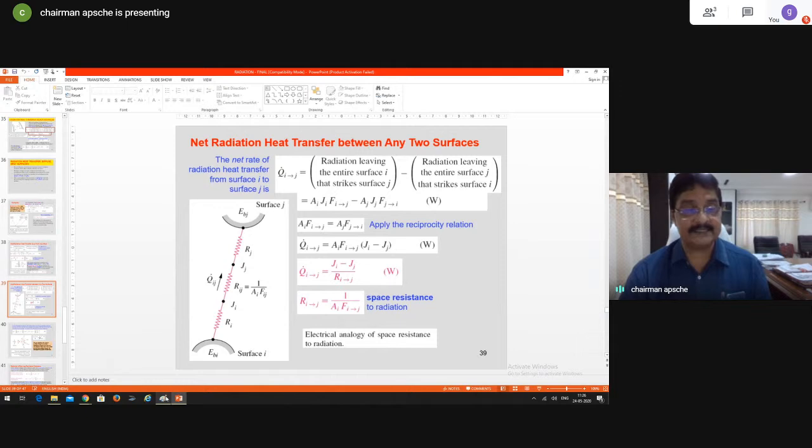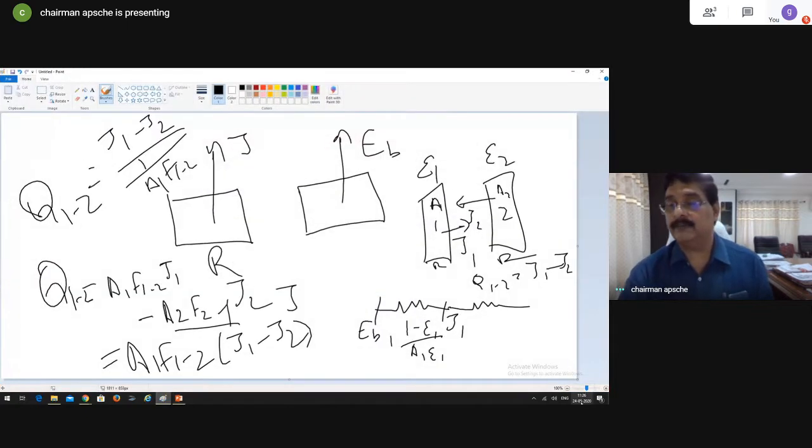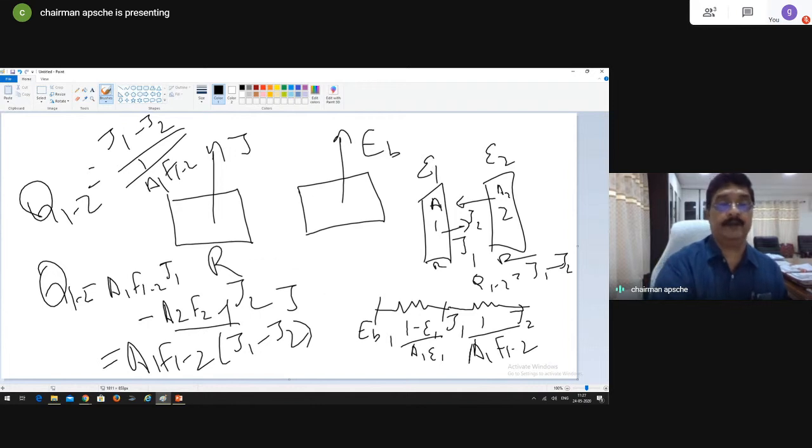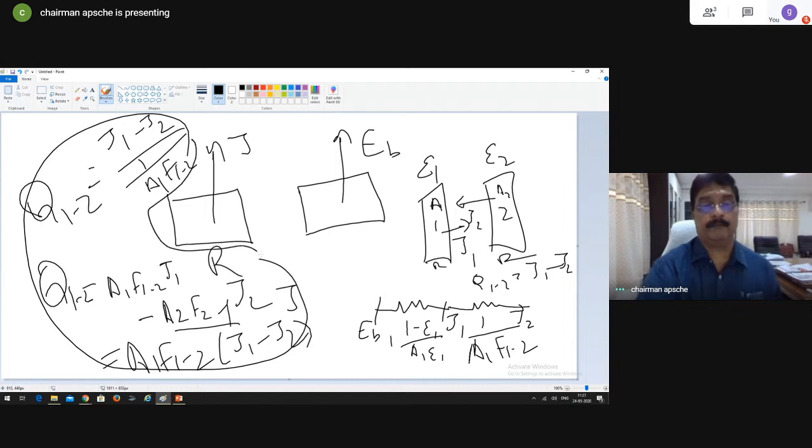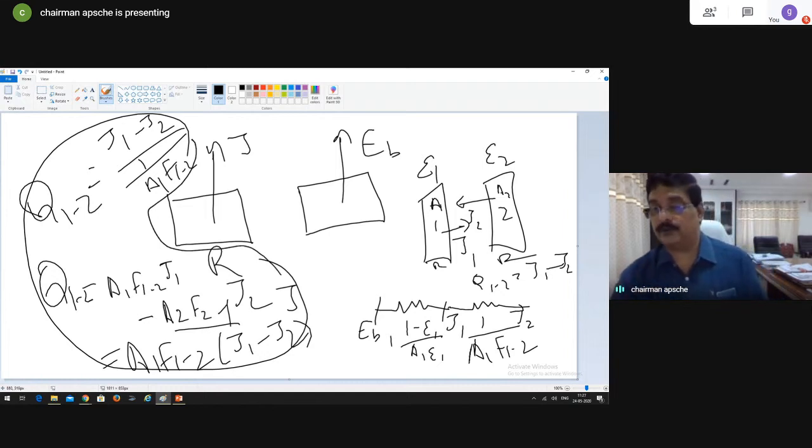What is the earlier resistance that we talked about? It is the surface resistance, 1 minus epsilon 1 divided by A1 epsilon 1. And between J1 and J2, between the two surfaces, you always have a shape resistance if two surfaces are exchanging, which is 1 by A1 F1 to 2 from the simple equation from here. If you apply reciprocity theorem, it can be 1 by A2 F2 to 1 also.